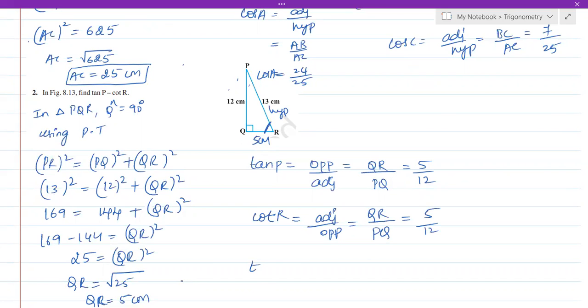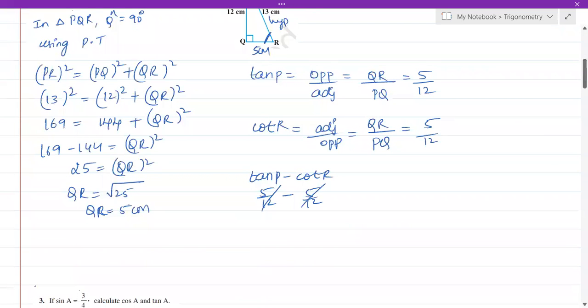So, therefore, tan P minus cot R. Tan P is 5 by 12 minus cot R is also 5 by 12. Plus 5 by 12 minus 5 by 12 gets cancelled. So we'll be left with the final answer, that is 0. That will be the final answer.